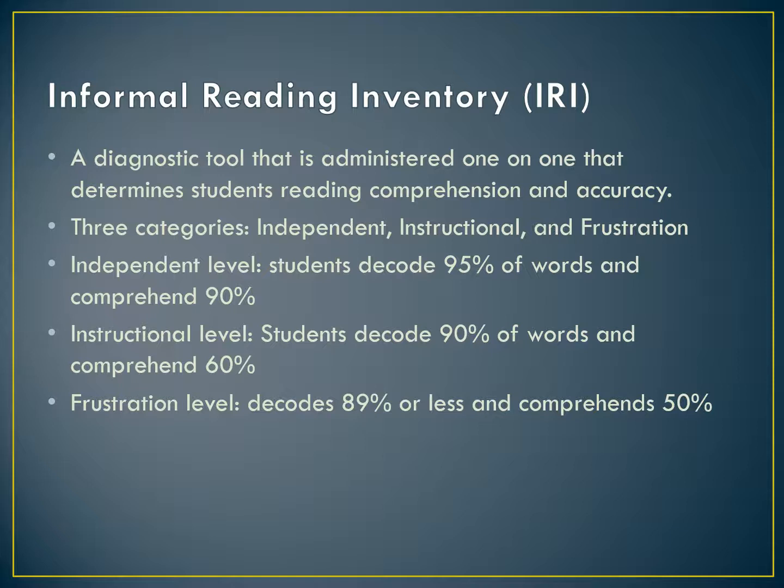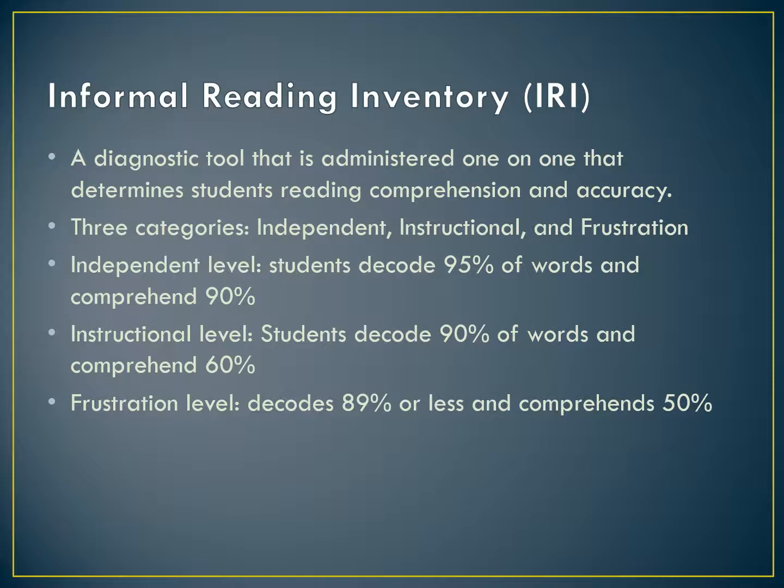An independent level means a student can decode 95% of the words and comprehend 90% of the text. An instructional level is where students can decode 90% of the words and comprehend 60% of the text. And frustration level decodes 89% or less of the words and comprehends 50% of the text.